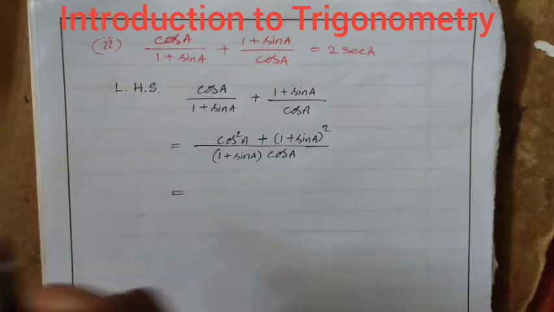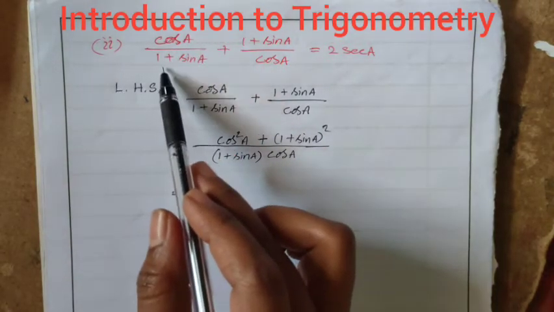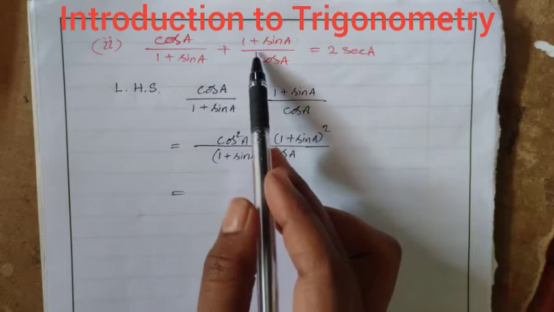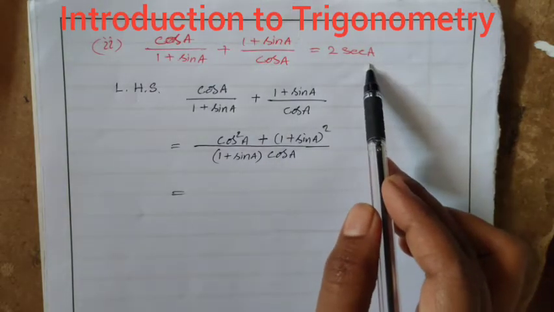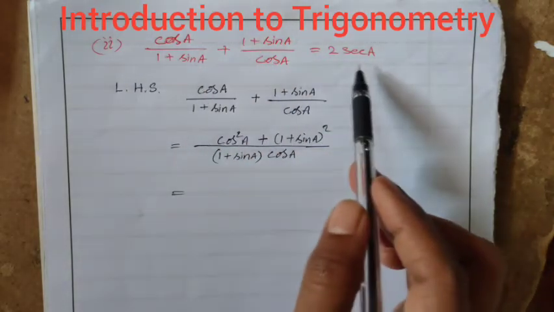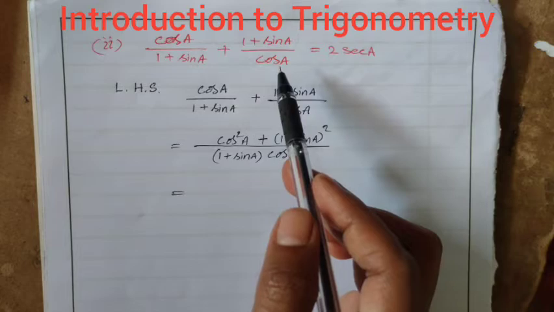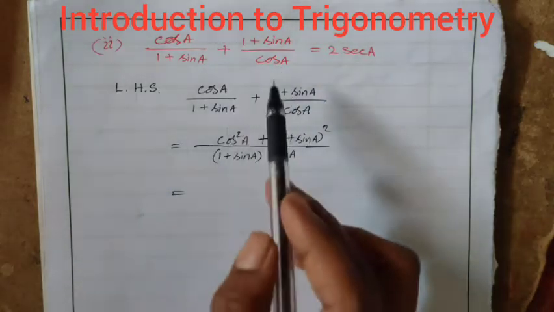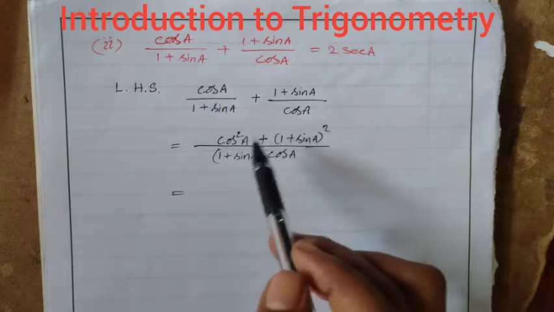Students, now we are going to the second part of the fifth question. Cos A divided by 1 plus sin A plus 1 plus sin A divided by cos A equals 2 sec A. You can prove the question by using identities. Here I select LHS. I take LHS.